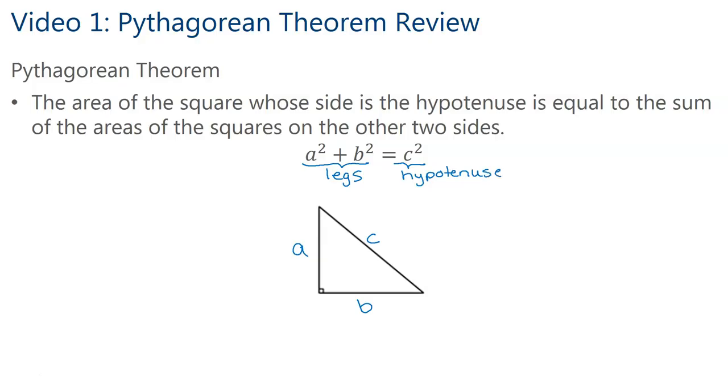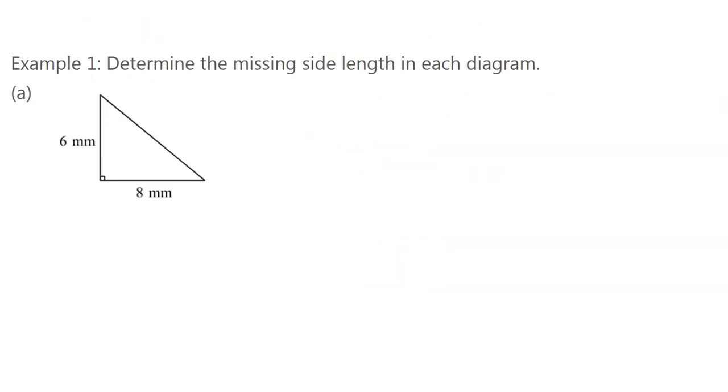Now, a and b can be interchanged, but c has to always be across from the 90-degree angle, and will always be the longest side. Now, we use the Pythagorean theorem in examples where we're given two side lengths and we're looking for a third one. Like in example 1, we have to determine the missing side length in each diagram.